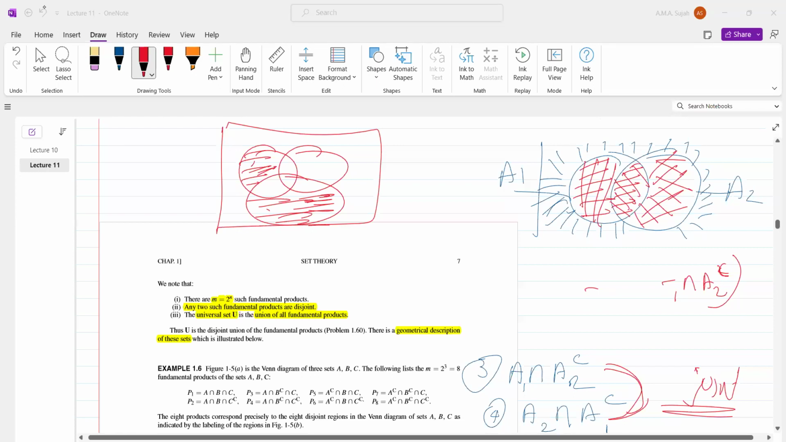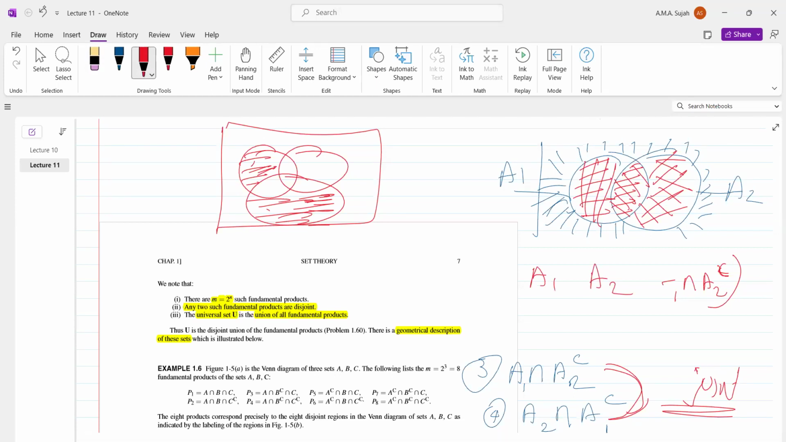Someone asked a question: can we write A1 and A2 as a total complement? Can you write it in symbolic form? What are you mentioning here? Let's say A1 and A2 means this one, so the total complement means this one.